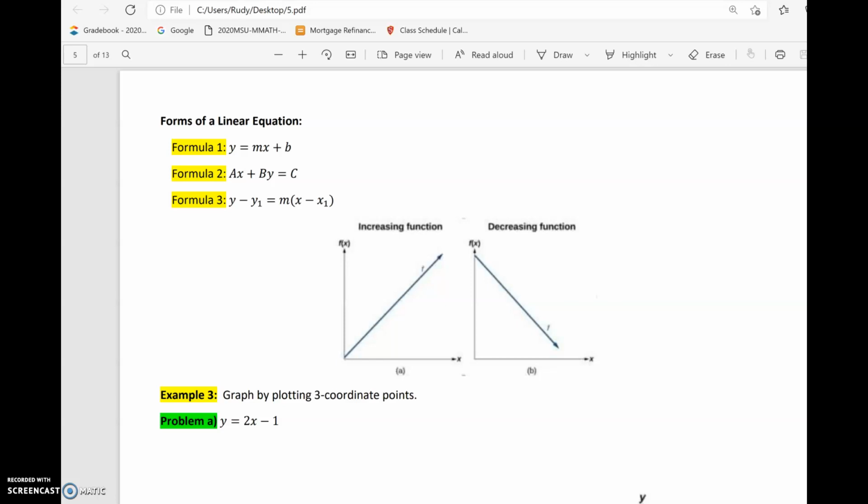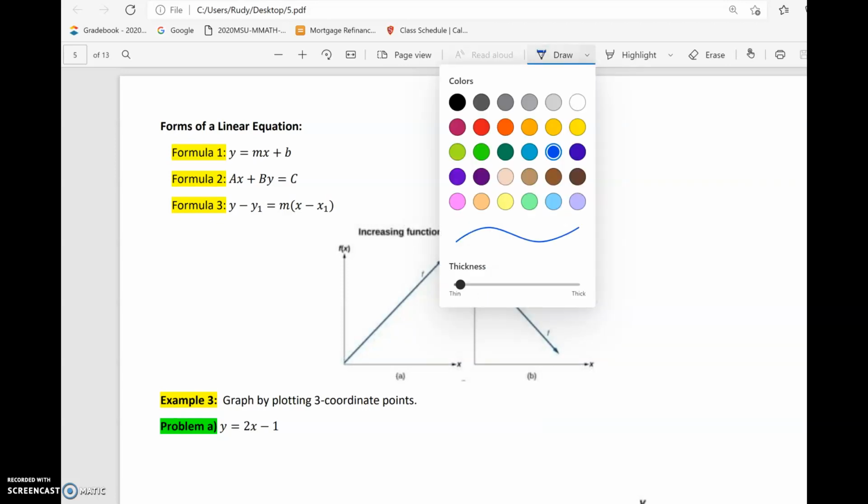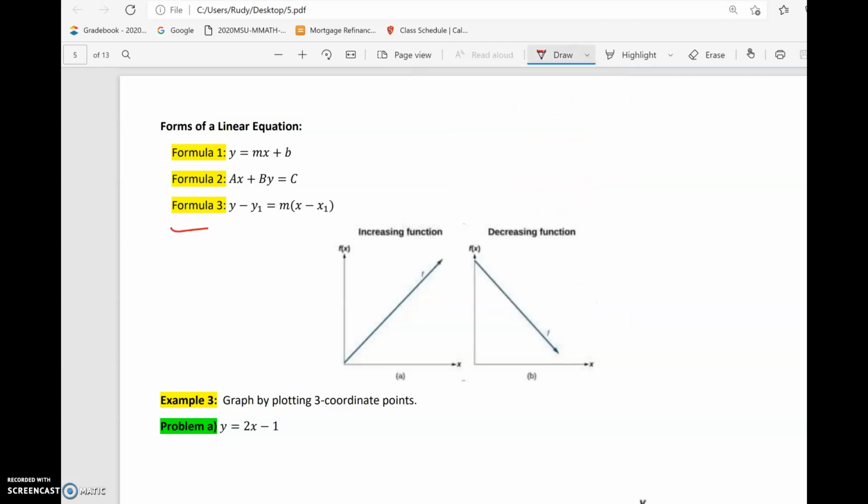Hi class, for example 3, we're going to look at 3 types of problems. And here's the main idea. If the equations they're asking us to provide sketches for look like formula 1, 2, and 3, they're going to be producing lines that are going to be increasing or decreasing. And you read this technically from left to right.